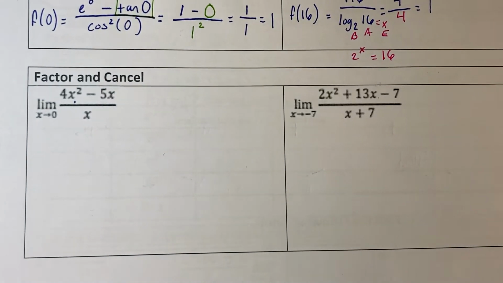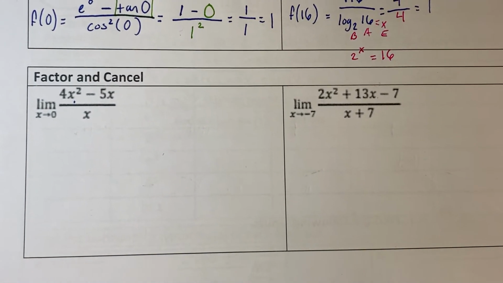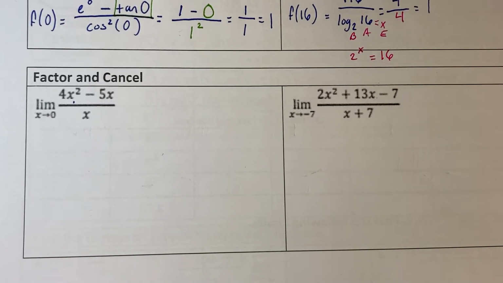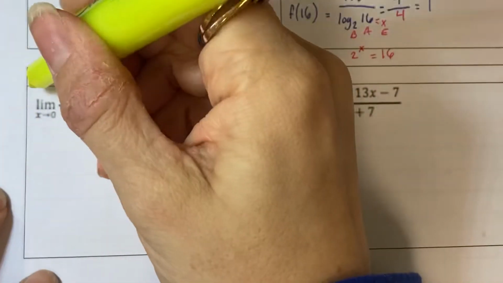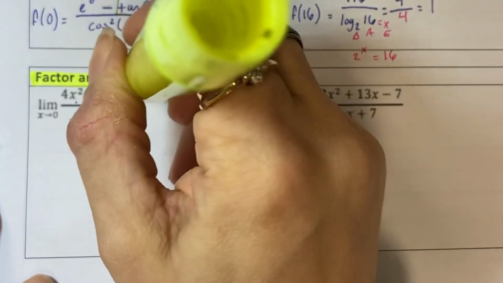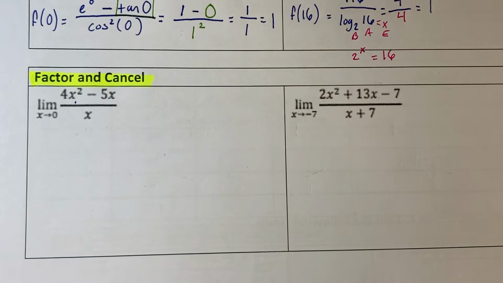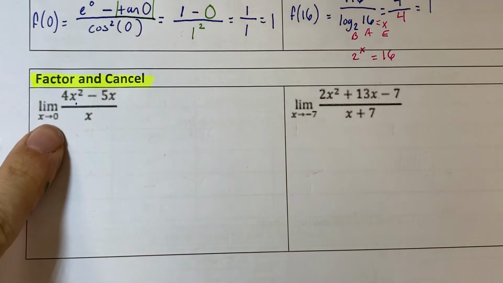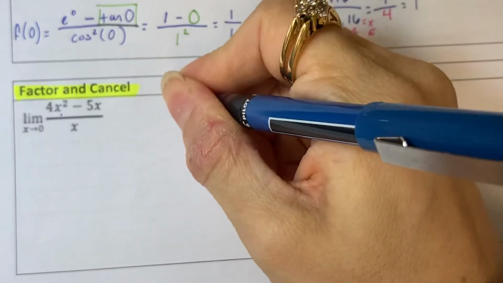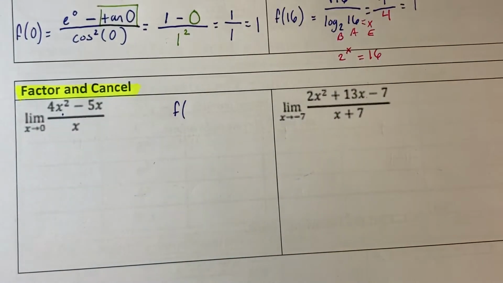Hi everyone, in this video we are on page 3 of the notes going over our next section, factor and cancel. So we're going to start this problem like we did the last ones and just say I'm going to pretend that I don't know if this has restrictions or not, and I'm just going to go ahead and plug in 0 for x. So what is f of 0?